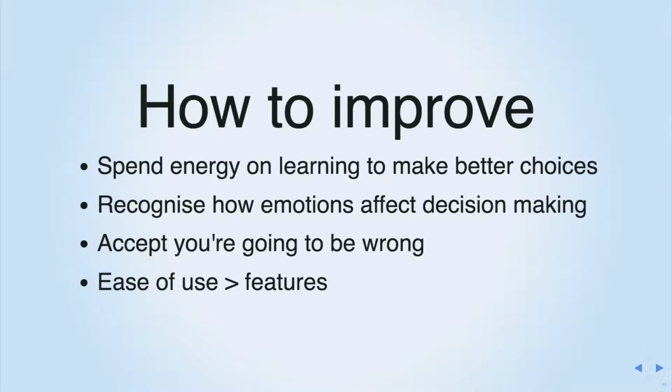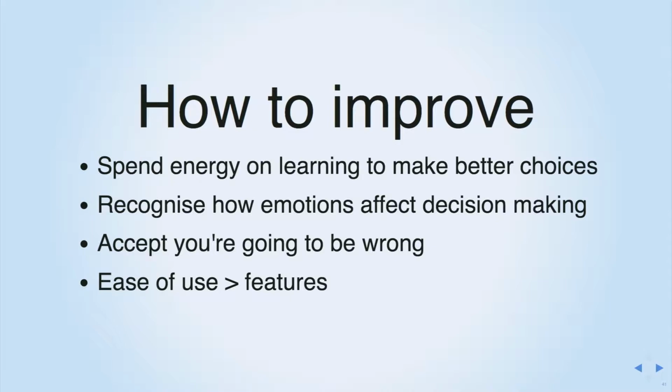Okay, so for the rest of the talk I'm going to spend some time suggesting ways you can improve. I've come up with some suggestions. I tried to group them under topics, but I realised that there's quite a bit of overlap between all of these suggestions. So I'll just introduce what the areas are first before going through the actual suggestions. Spend energy on learning to make better choices, recognise how your emotions affect your decision making, accept you're going to be wrong, and always prioritise ease of use over features.